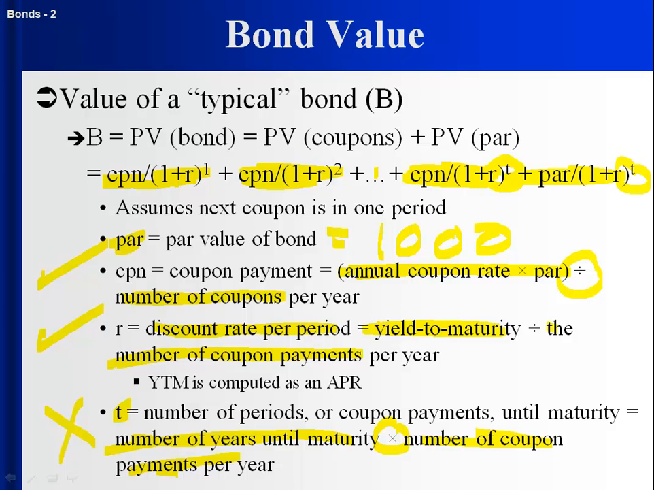If you're operating in a world where you're in 6 months, then clearly, since the coupon rate's annual, coupon rate times par tells you how much gets paid over the course of the year, so you need to divide it to get to 6 months. For R, you need the discount rate over a 6-month period, so you have the yield, which is an annual rate, divided by the number of payments. But then the number of periods is the number of years, and there are 2 periods per year, so that's why you have to multiply.